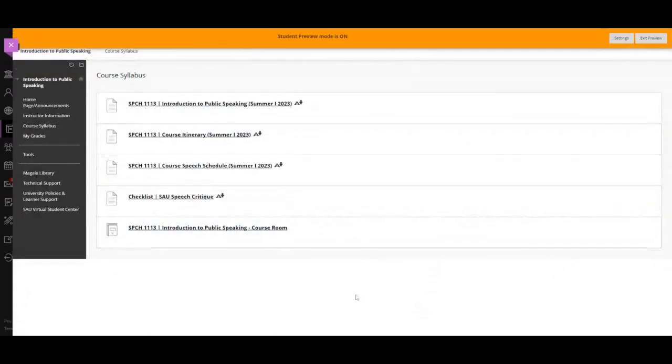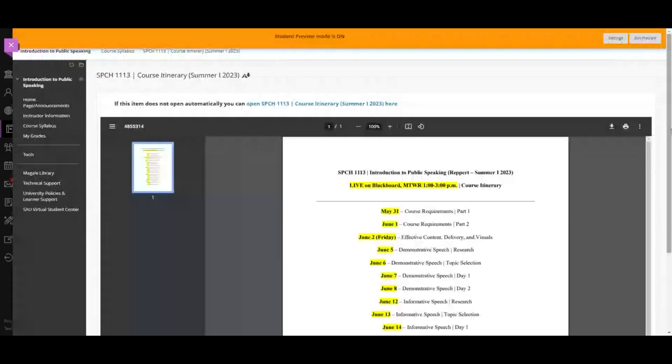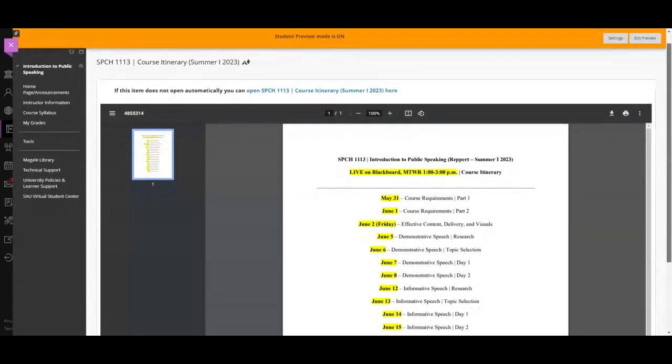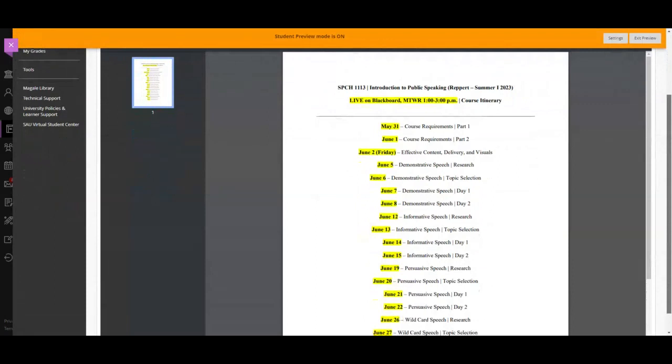Returning to the course syllabus, our course itinerary for next week, and it will be the same over the next 4 weeks. Monday, June 5, demonstrative speech research. Tuesday, June 6, demonstrative speech topic selection. Wednesday, June 7, demonstrative speech day 1. Thursday, June 8, demonstrative speech day 2. Don't worry about doing any research right now or sending me anything. Just go ahead and relax over the weekend.